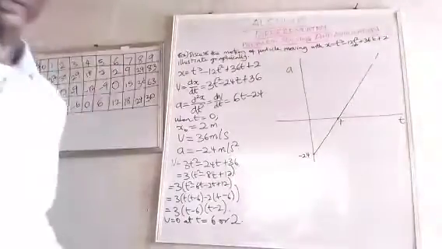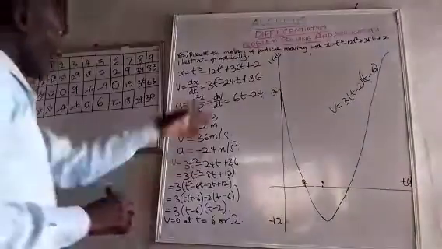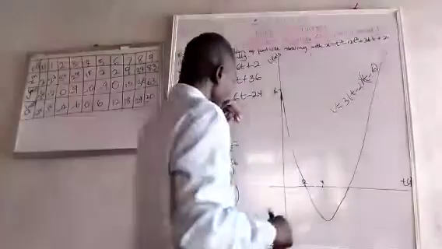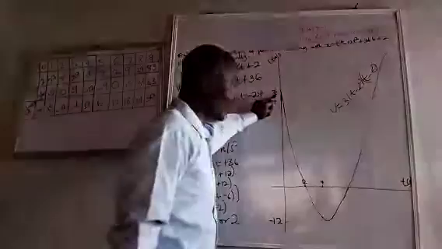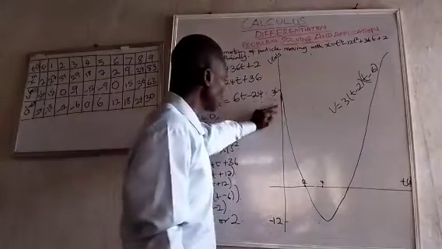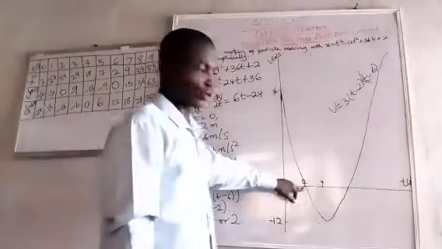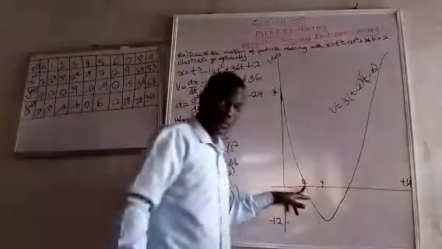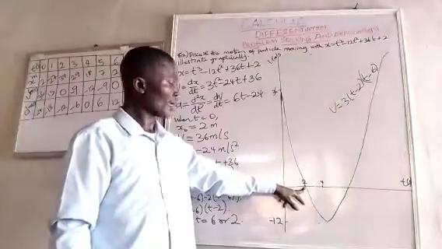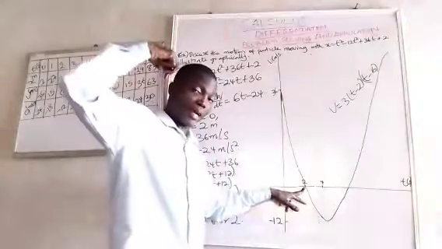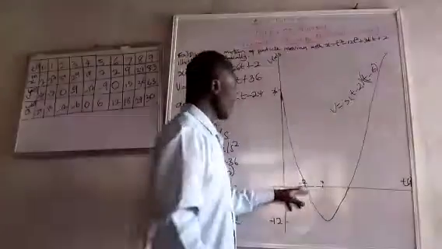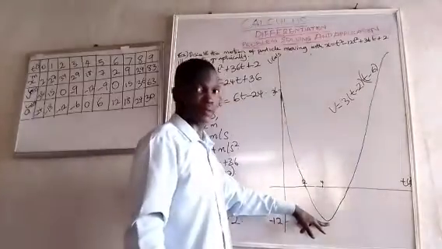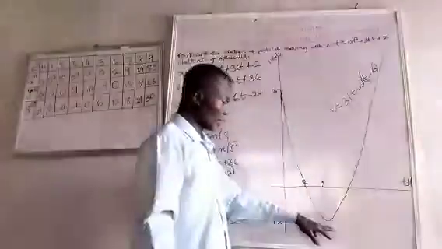Now let's look at the velocity time graph. It started from 36 meters per second, and it was reducing until it got to 2. At that point, it became 0. That is the turning point for the distance. It continued until it got to 4, and when it got to 4, it turned.